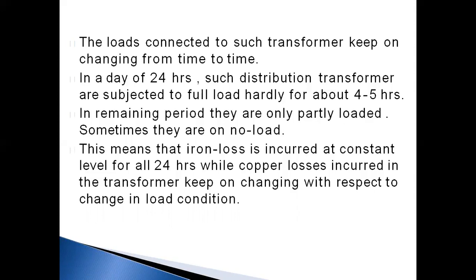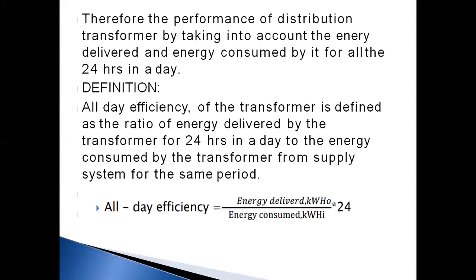So it is clear that when it is running 24 hours, they are hardly operating 4 to 5 hours at full load, and in the remaining period they are partly loaded or sometimes on no load. So the iron loss will remain throughout the 24 hours, whereas the copper loss is changing with respect to the load condition. Therefore, the performance of a distribution transformer is judged by taking into account the energy delivered and the energy consumed by it for all the 24 hours in a day.